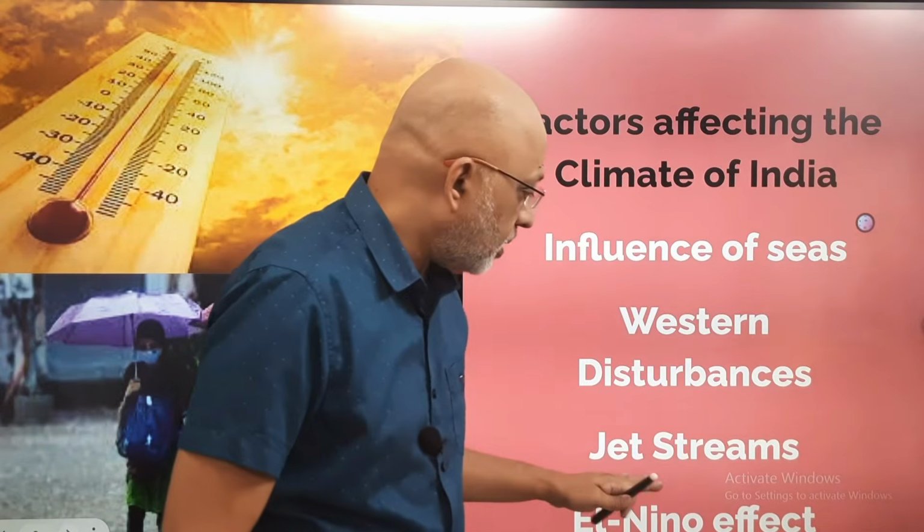Okay, then you have something called the jet streams. Now what are jet streams? They are cold, fast blowing winds. And the definition of jet streams can also be asked, so please do pay attention. They are cold, fast blowing winds that develop in the upper layers of the atmosphere, at an altitude of 20,000 to 50,000 feet, so really high, and they influence India's climate.